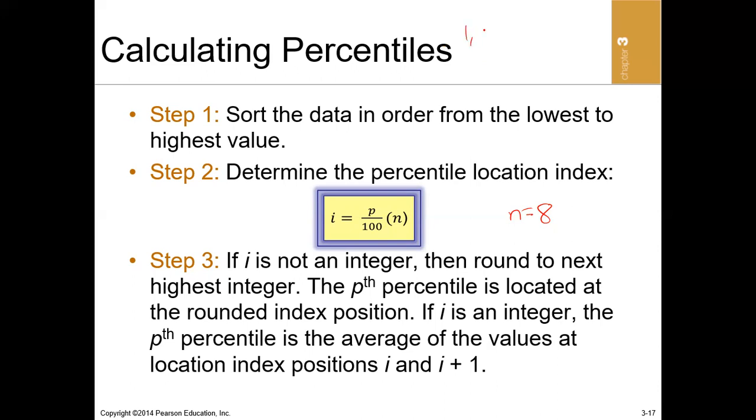So let's say we have 1, 2, 3, 4, 5, 6, 7, 8. The number of figures here is 8. If I want to know the position of the 25th percentile, it is just 25/100 times the 8. There are 8 figures. That's 25% of 8. That gives you the position of the 25th percentile.